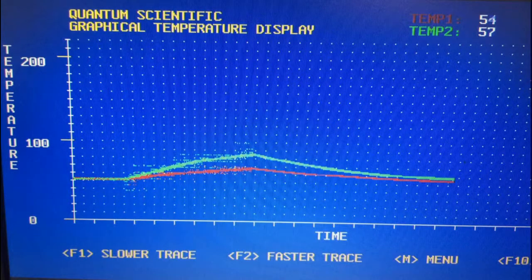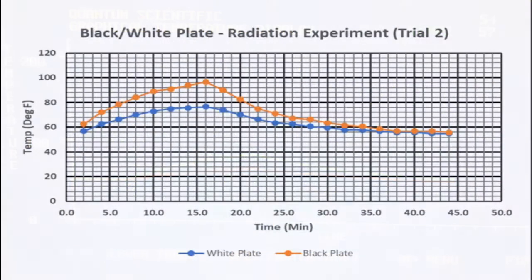Now here's a real-time look at the data over time. You can see how one plate heats up actually more than the other, so that's quite interesting. Now here's a plot of the actual test data. What I have is the orange data line is the black plate, and the blue data line is the white plate. So obviously, what's happening here is the black plate is achieving a higher temperature.